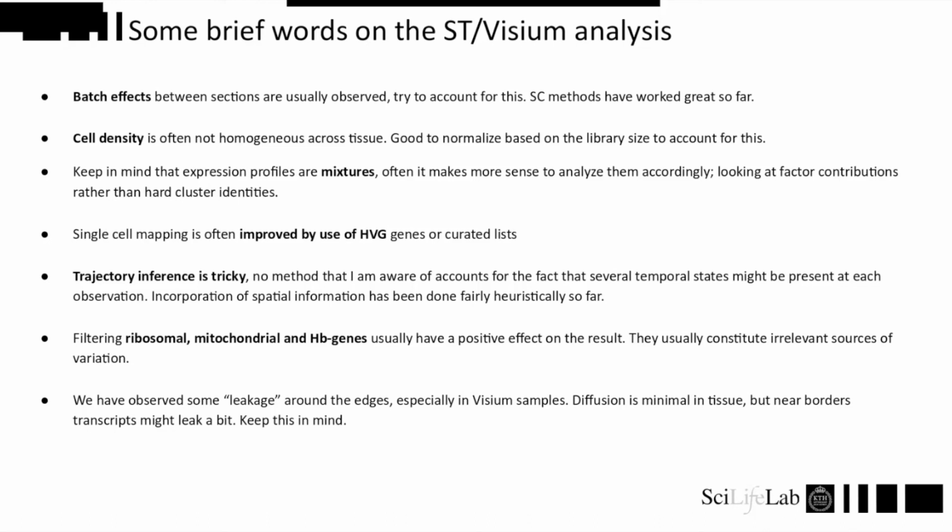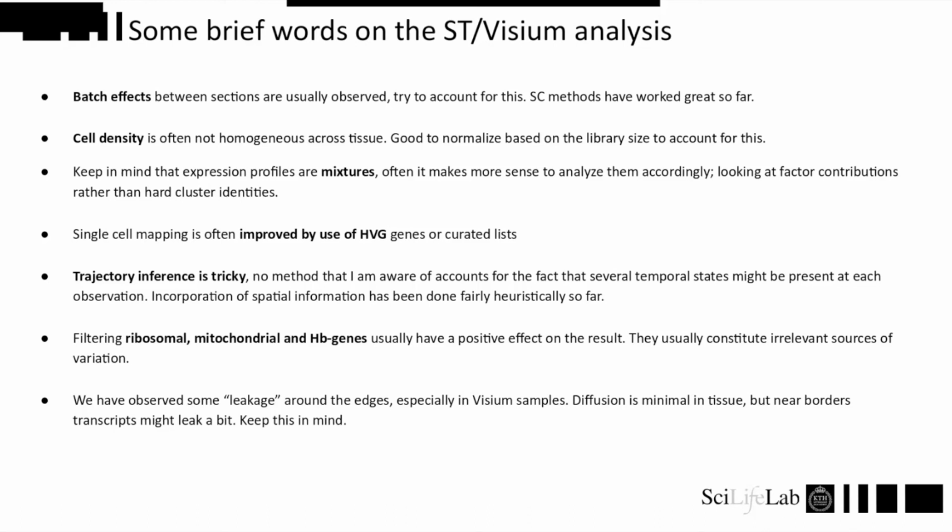When it then comes to filtering and data processing, this is often something that people ask quite a lot about, and it's so hard to say this is the magic recipe that will always work. It's very dependent on your data and also your question. But filtering of ribosomal, mitochondrial, and HP genes usually has a bit of a positive effect on the result, since these genes tend to constitute a pretty irrelevant source of variation, again, depending on your questions, of course.